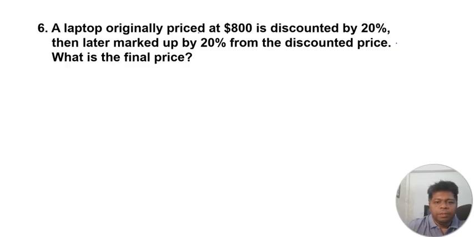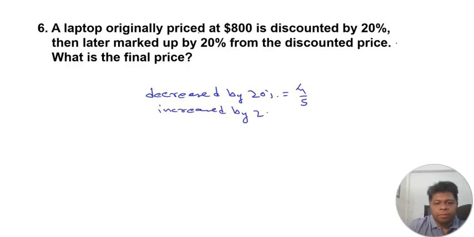A laptop originally priced at 800 is discounted by 20%, then later marked up by 20% from the discounted price. What is the final price? Now you see here discounted means decreased, decreased by 20%. Remember the quickie I told, so it will always be 4 by 5. Okay, and then marked up means increased by a further 20% again, so it will be 6 by 5, right? So what is the final price?